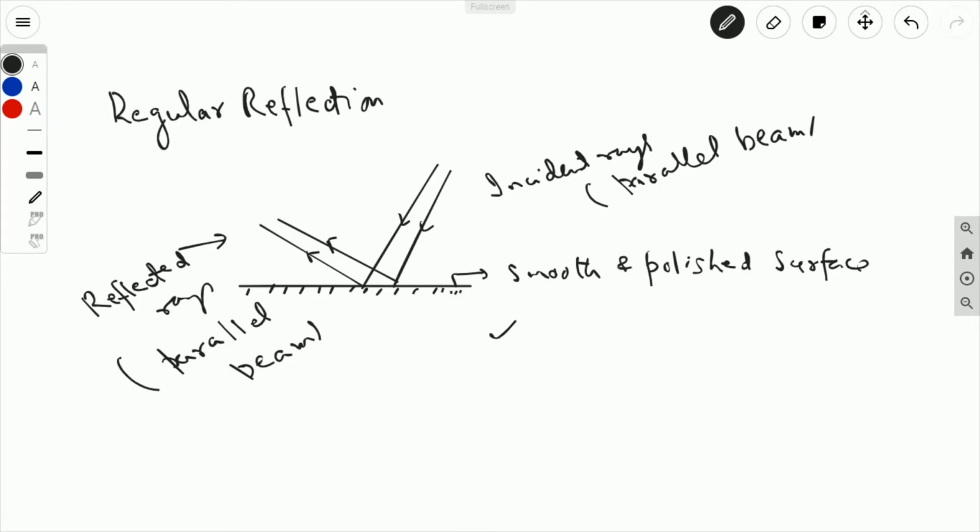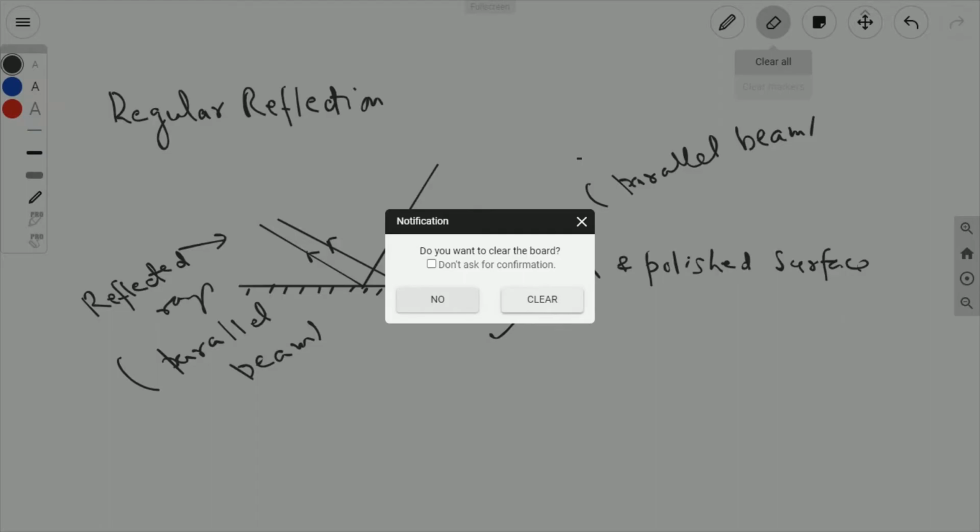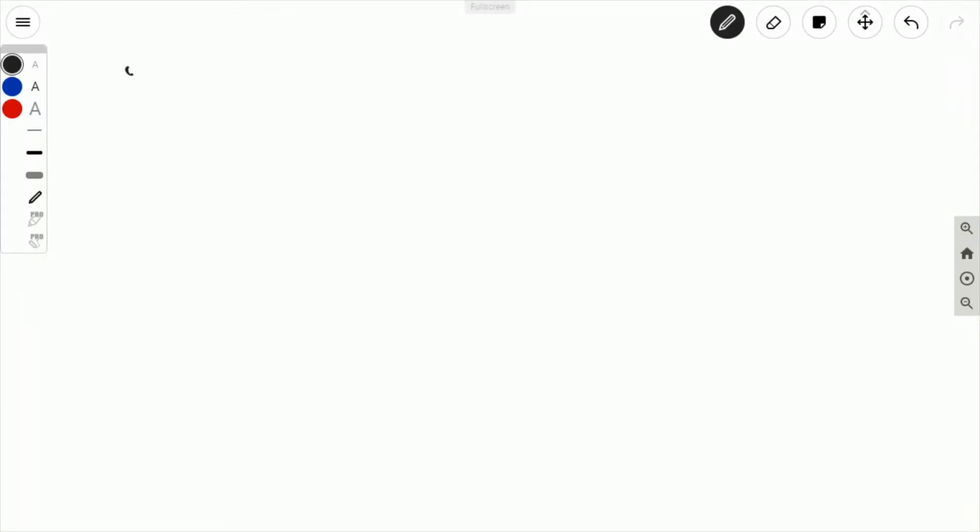Then we go to the next one, the irregular reflection. So let us now clear all, and we'll go to the irregular reflection.